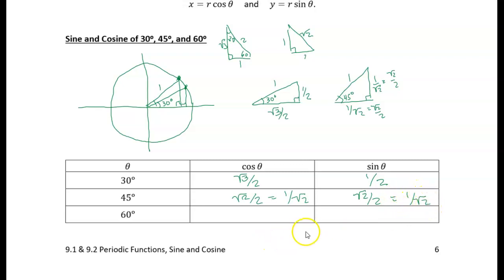Okay. All right. So we know that the cosine of 45 degrees is square root 2 over 2, and we know the sine of 45 degrees is square root 2 over 2. Okay.